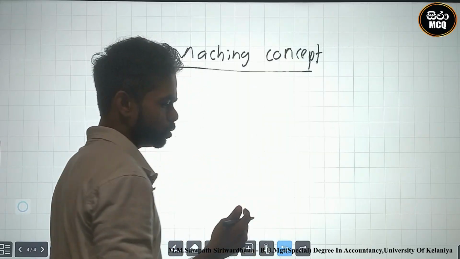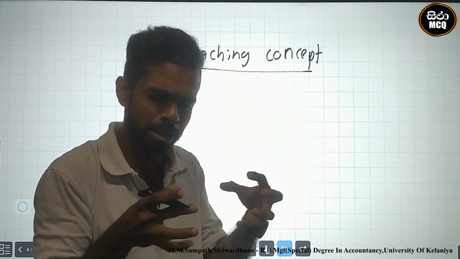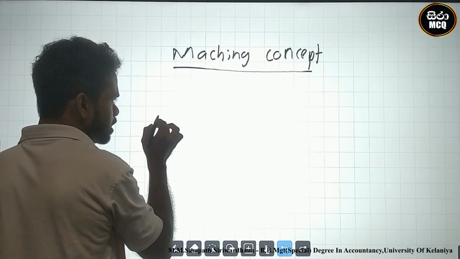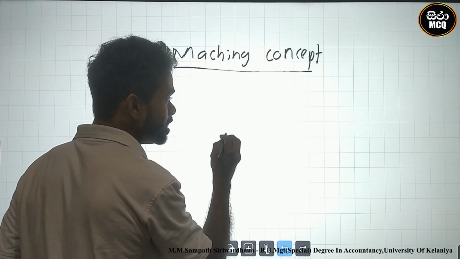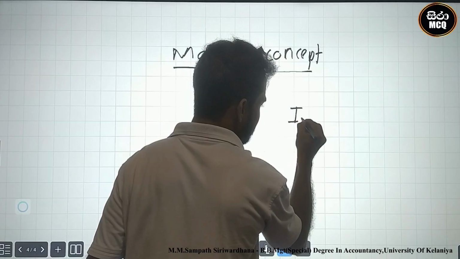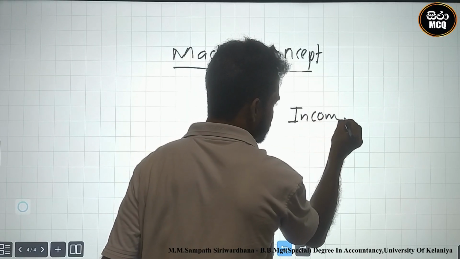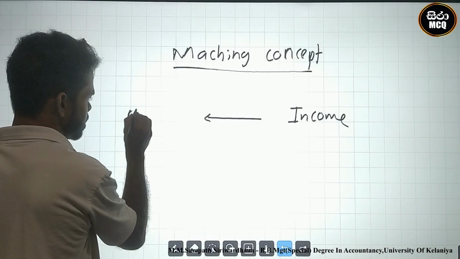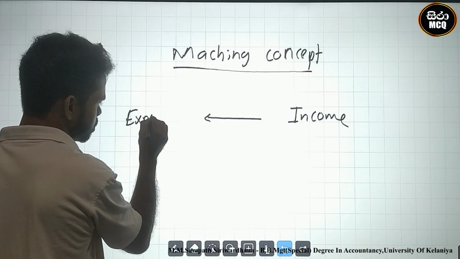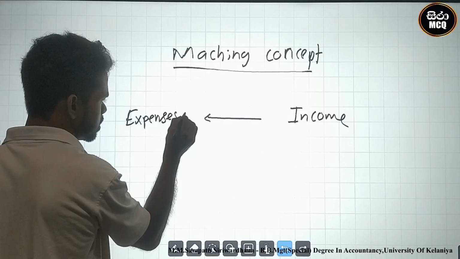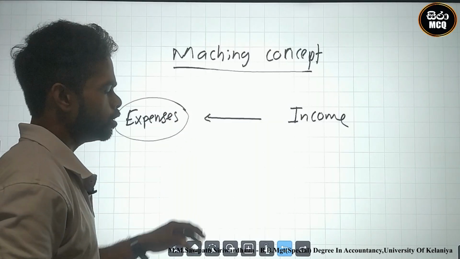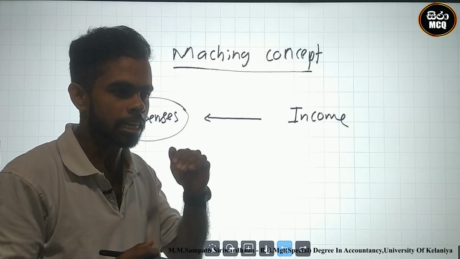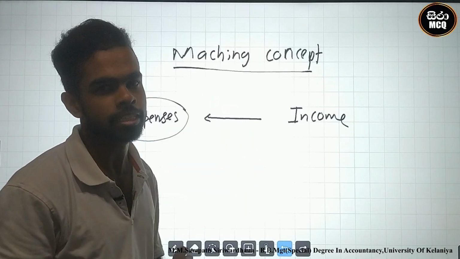Matching means there's a couple. At the matching concept there are two parties. What is this? Income and expenses are matched. This means we must identify the expenses related to the income generated.